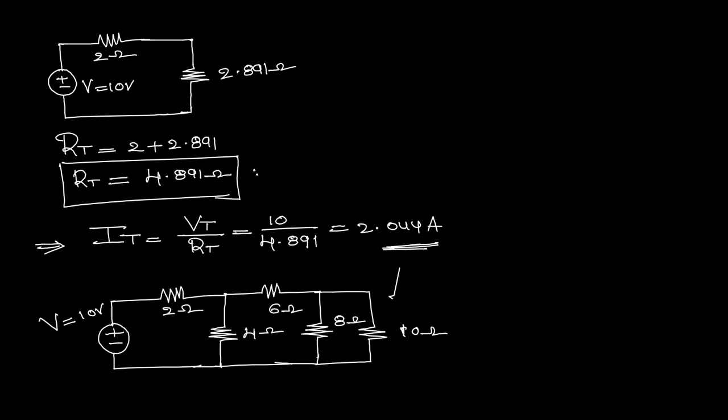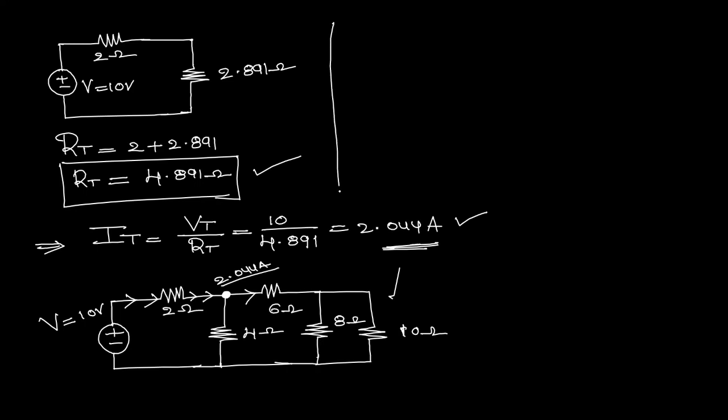Now whatever current we got, this 2.044 amperes, this total current is supplied by this 10 volts source. That is the reason this current flows directly like this and reaches this point. It means the total current available at this particular node 1 point is 2.044 amperes. Now if you know this value, we can directly find the current flowing through the 6 ohms by using the current division rule.